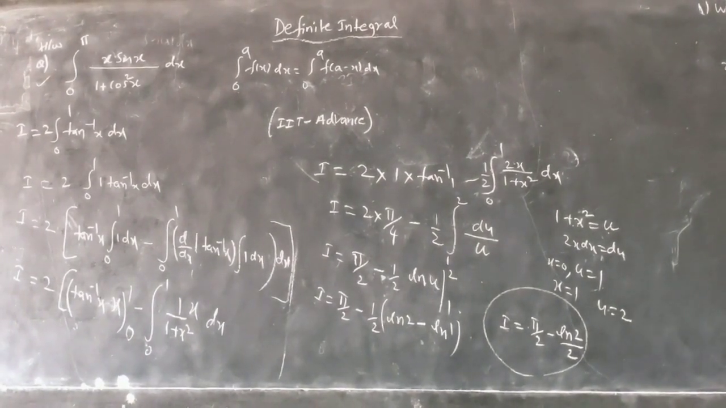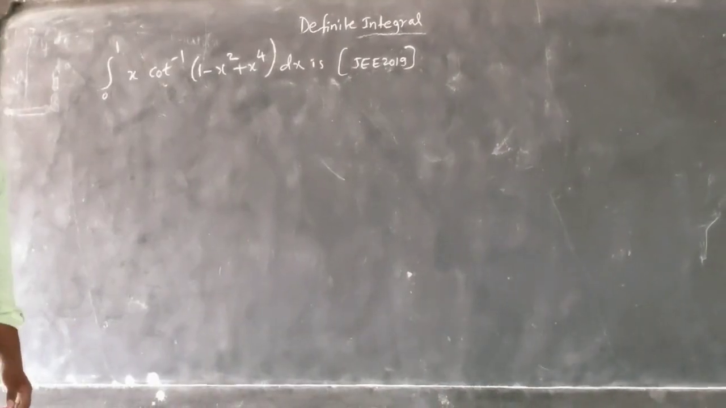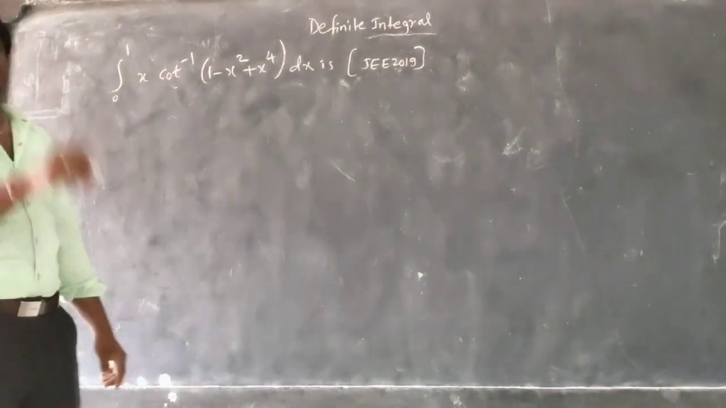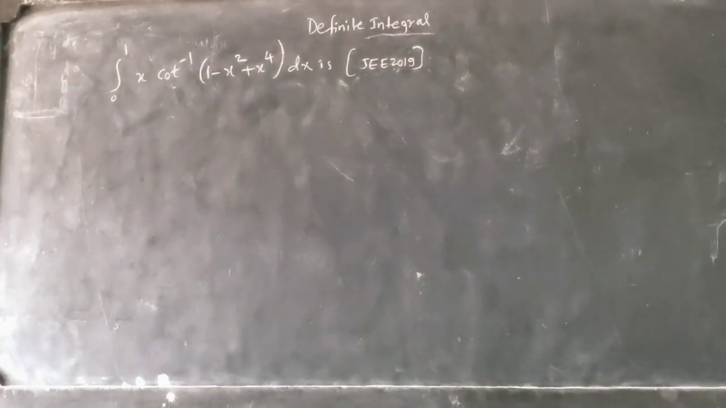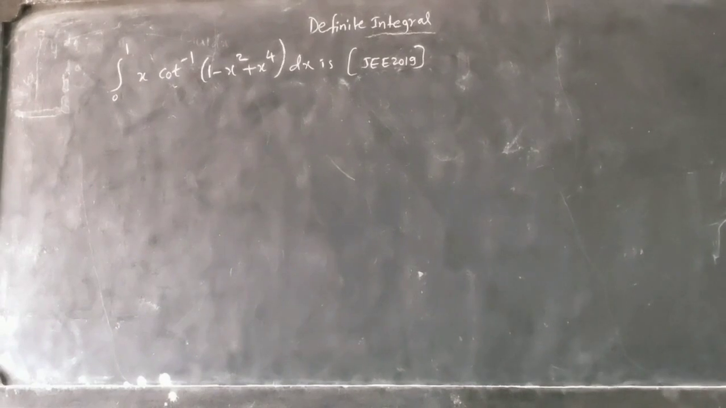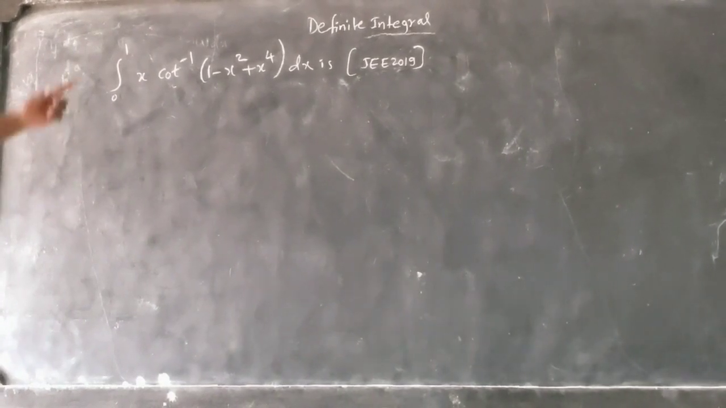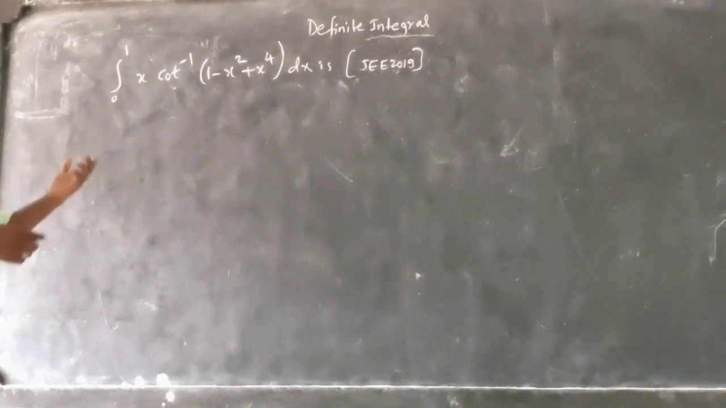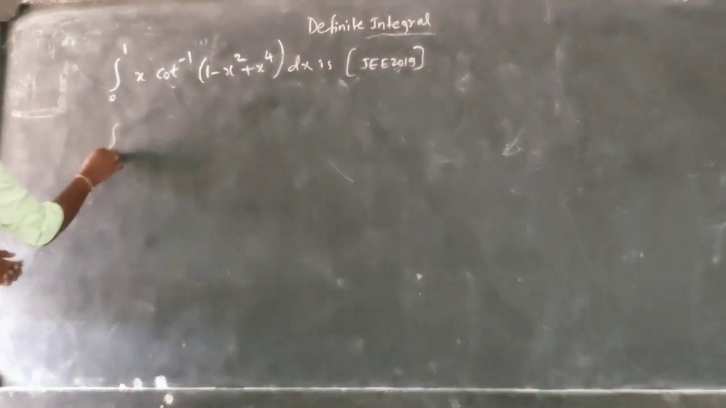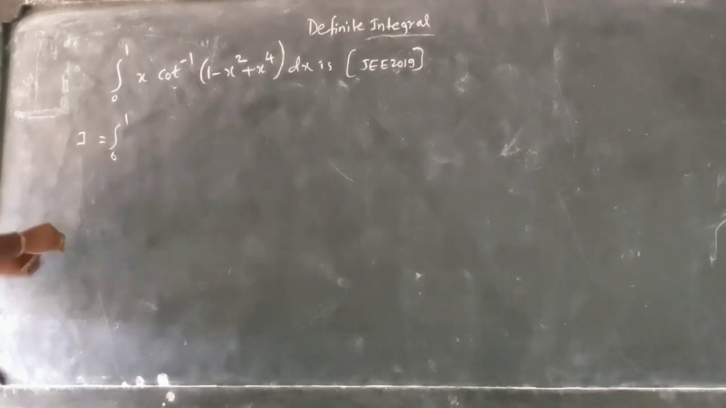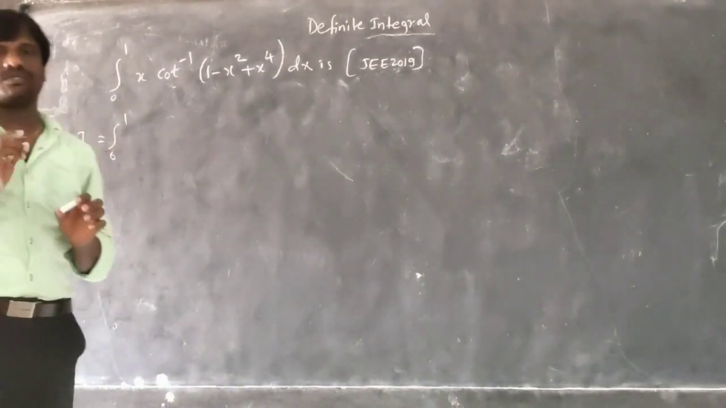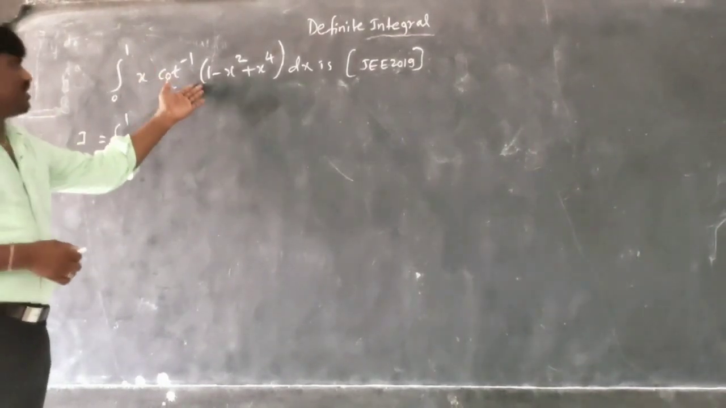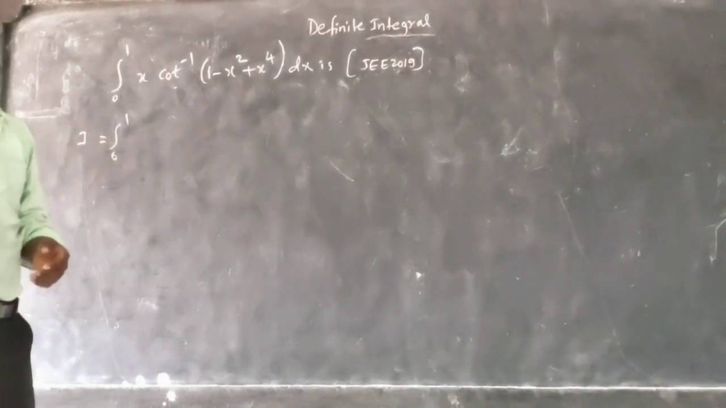JEE 2019. Let us see, this is the question asked in JEE 2019, a recent question: integration 0 to 1 of x cot inverse of 1 minus x square plus x power 4 dx. This is a very easy question. If you solve previous year questions, you can do well in JEE, because this question is related to the previous question asked in Advanced.